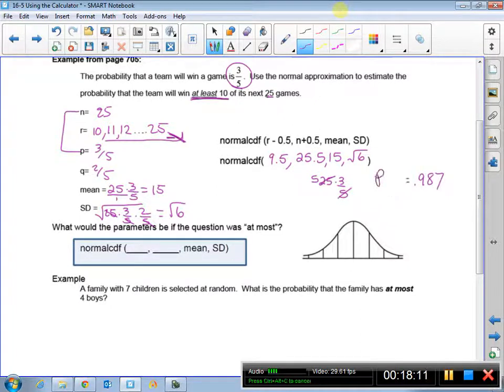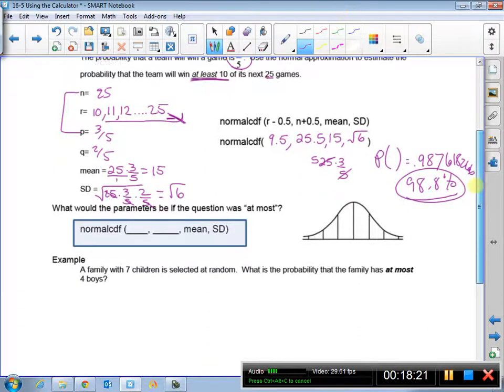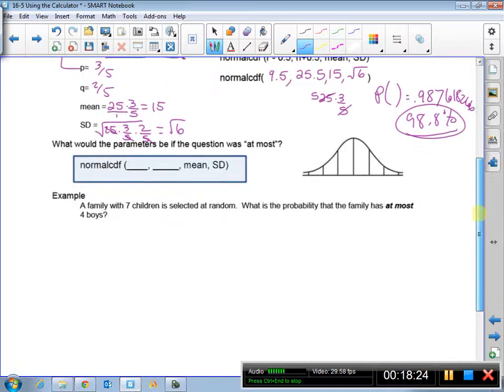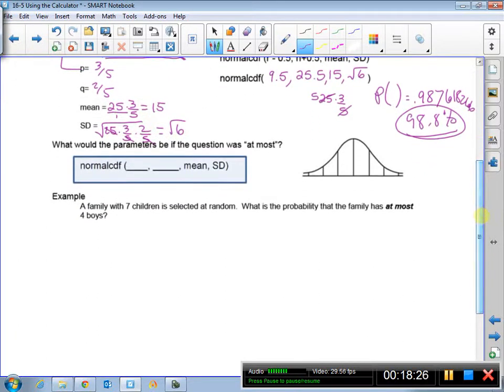0.987618266, which is 98.8%. So that's a very high percentage of occurring. All right, we did 2 at least questions. What if the question said at most? So here's one with at most. Again, these are really Bernoulli, but they're so large of an R value that we wouldn't do it by hand.